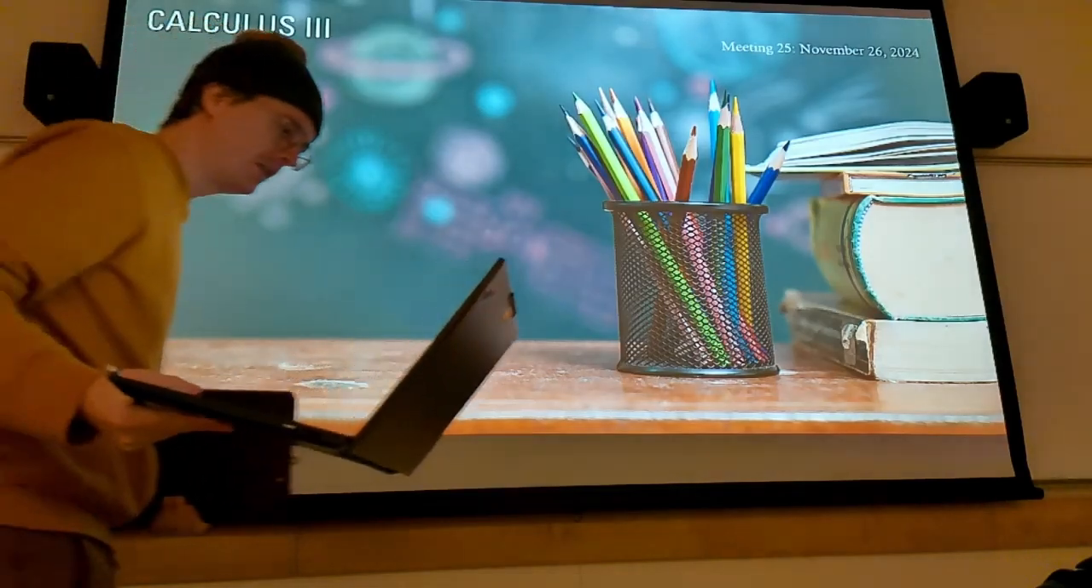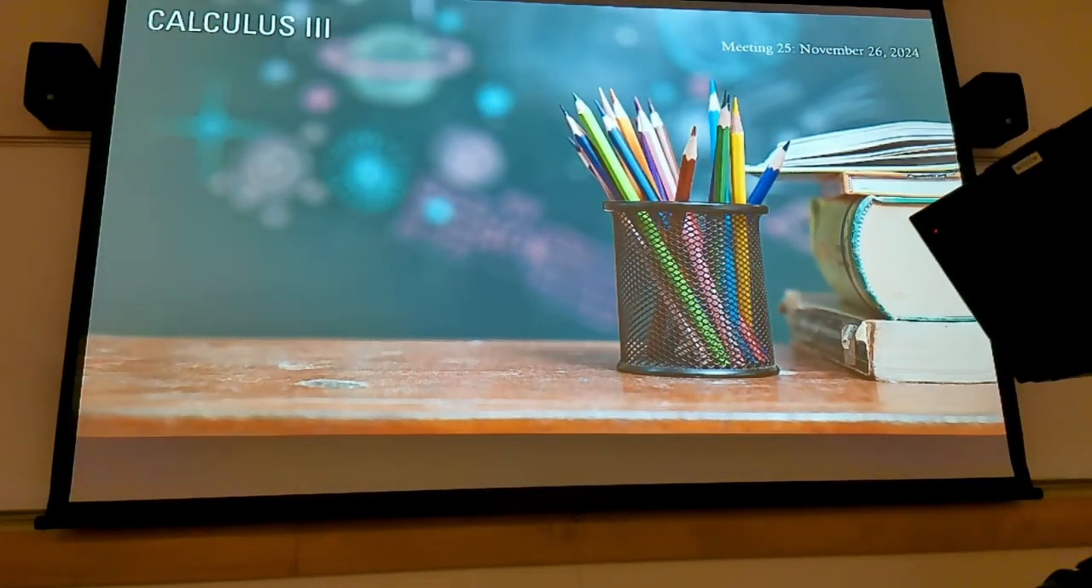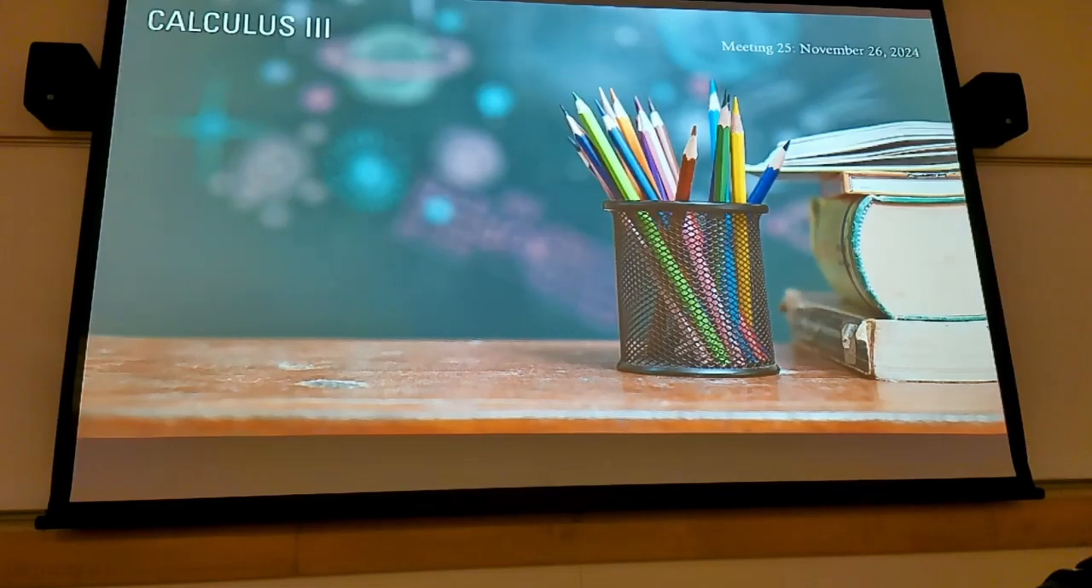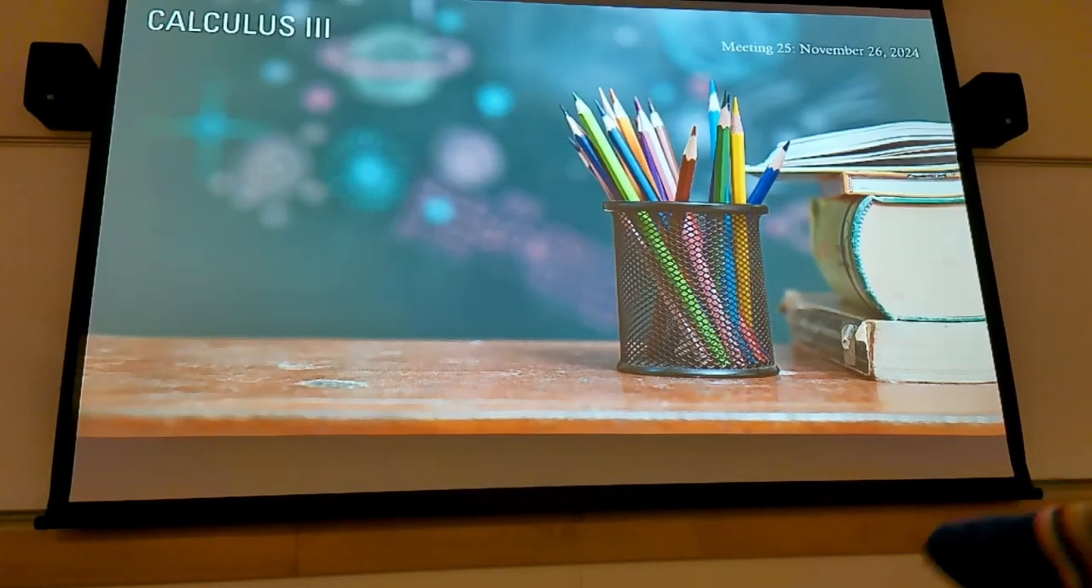We are starting the big theorems, big three.